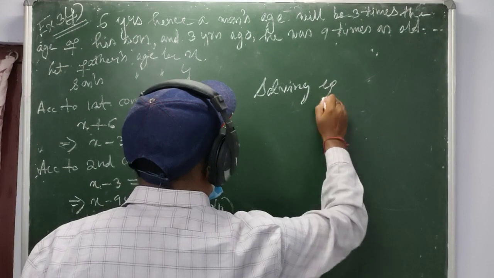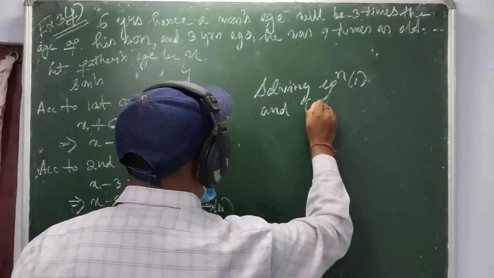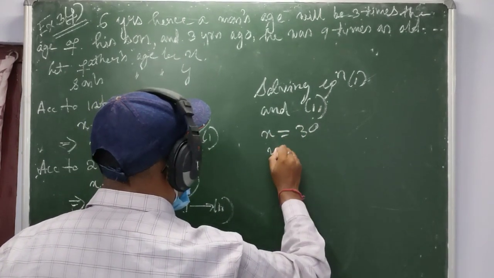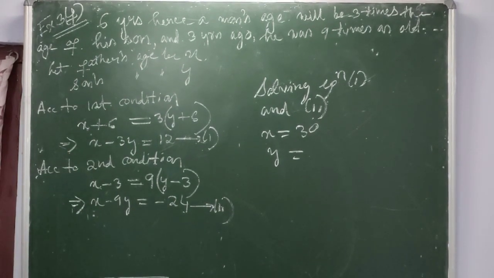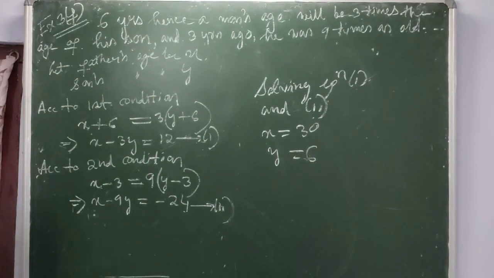Solving equation 1 and 2, what do you get? x equal to 30, y equal to how much? You will get y equal to 6. Now check whether your answer is correct or not.